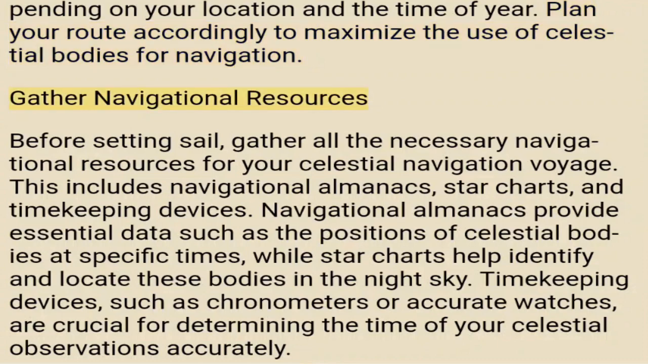Gather navigational resources. Before setting sail, gather all the necessary navigational resources for your celestial navigation voyage. This includes navigational almanacs, star charts, and timekeeping devices. Navigational almanacs provide essential data such as the positions of celestial bodies at specific times, while star charts help identify and locate these bodies in the night sky. Timekeeping devices, such as chronometers or accurate watches, are crucial for determining the time of your celestial observations accurately.